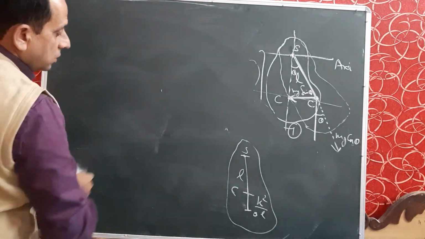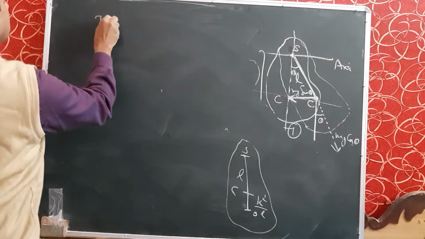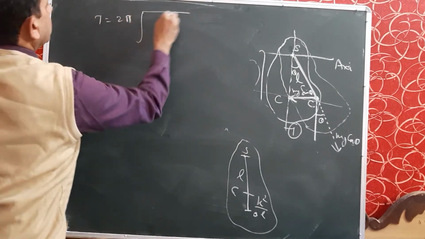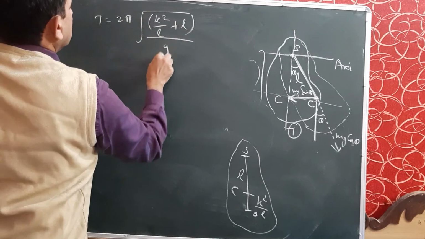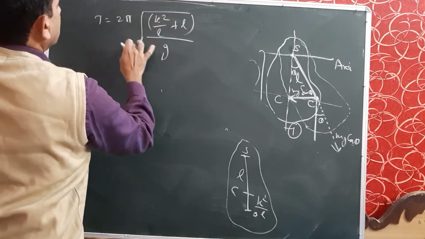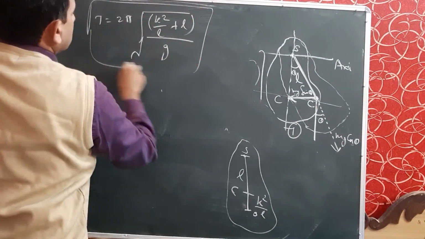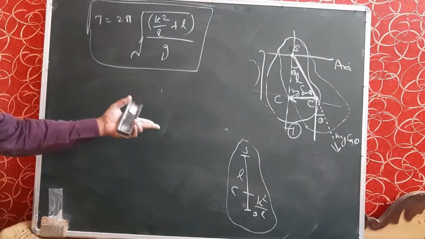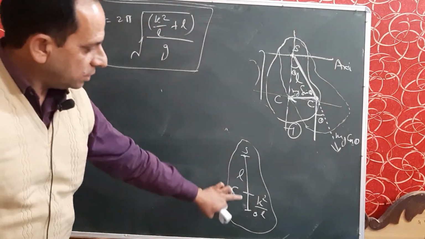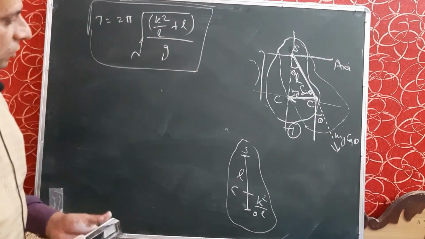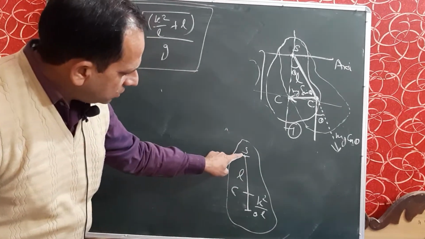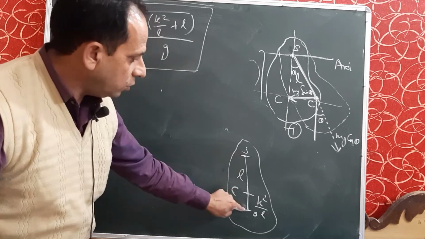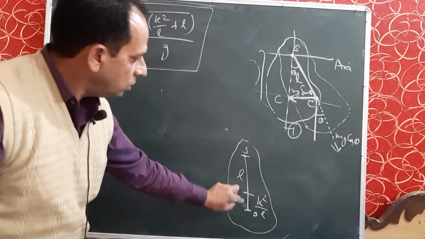So the formula is time period T equals 2 pi root of k square by l plus l over g, or this is capital L, the formula. This length is shown here in this diagram. If we consider this whole pendulum as a simple pendulum, then this is the length of the simple pendulum from S to O. It is not S to C, it is S to O.